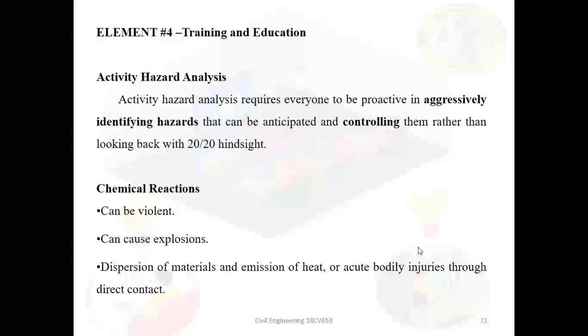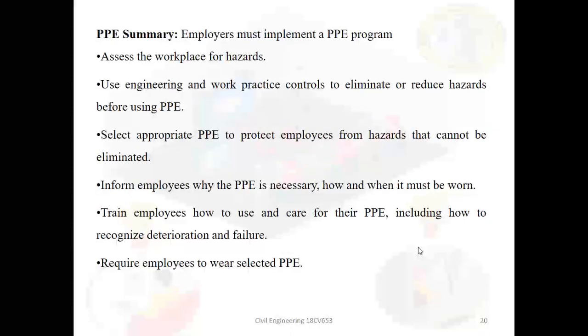PPE summary: employers must implement a PPE program, assess the workplace for hazards, use engineering and work practice controls to eliminate or reduce the hazards before using PPE, select appropriate PPE to protect employees from hazards that cannot be eliminated, inform the employee why the PPE is necessary and when it must be worn, train the employee how to use and care for their PPE, including how to recognize deterioration and failures, and require employees to wear the selected PPE.